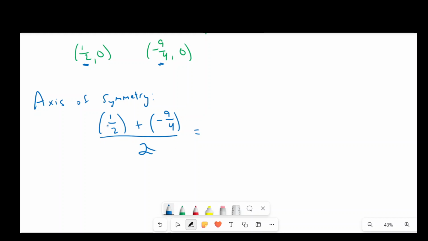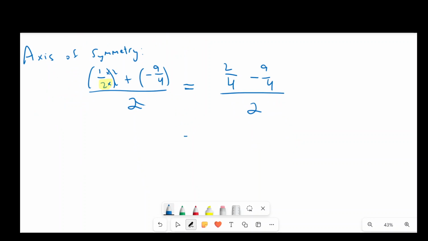So first of all, I've got a bunch of stuff in the numerator. So I need to make that one fraction, not two fractions. So I need to get a common denominator. So I'm going to make this first fraction have a denominator of 4. To do that, I'm going to multiply both top and bottom by 2. So that's 2 over 4 minus 9 over 4. And because I put the equal sign, I have to make it equal. So it's still divided by 2. So in the numerator, I have 2 minus 9 is negative 7 over 4 divided by 2.